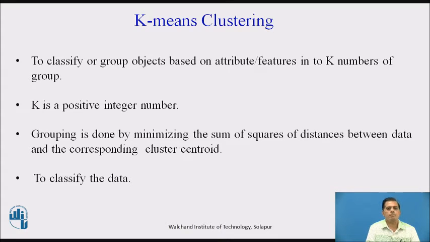First we go for the k-means clustering algorithm. In k-means clustering, first we collect the data set from various sources, and in that data set we have to group the objects based on their attributes or features into k number of groups, because the developer or user has to decide the k number of groups or clusters, which are used to find the features of the particular data. Here k is considered a positive integer, and grouping is done by minimizing the sum of squares of distance between data and the corresponding cluster centroid.